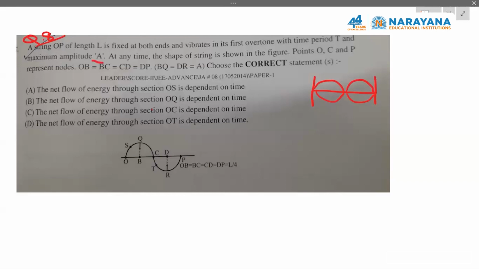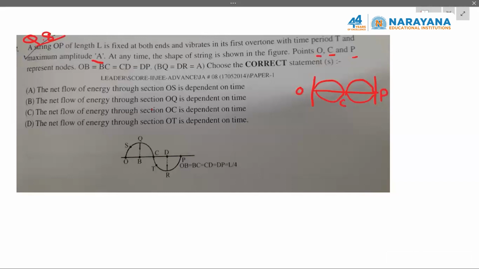Let's see. Now he's saying at some time instance, the shape of the string is shown in the figure. Fine. And points O, C, and P represent the nodes. So let's say this is O, C, and this point is P. They are representing the nodes.